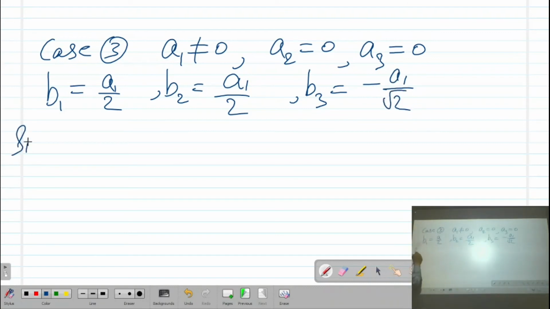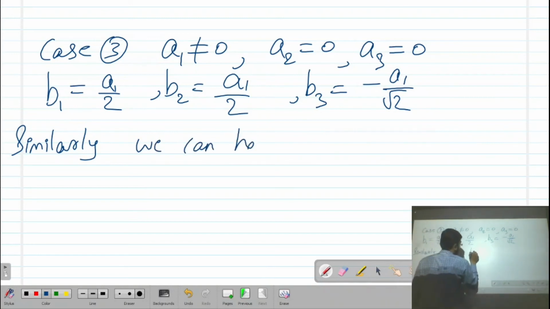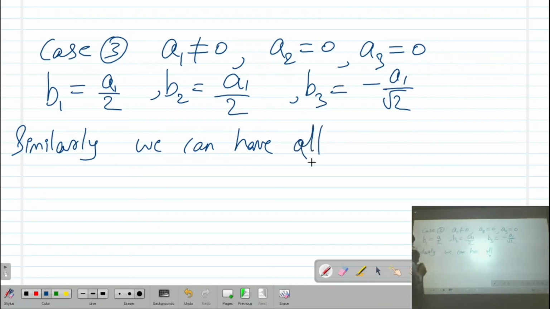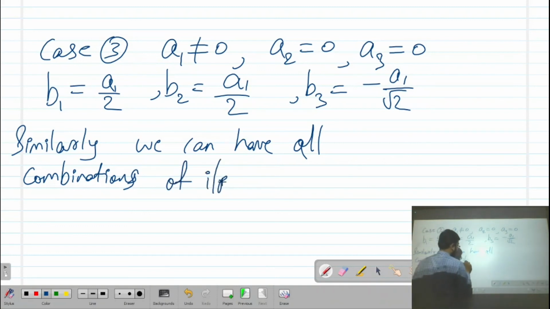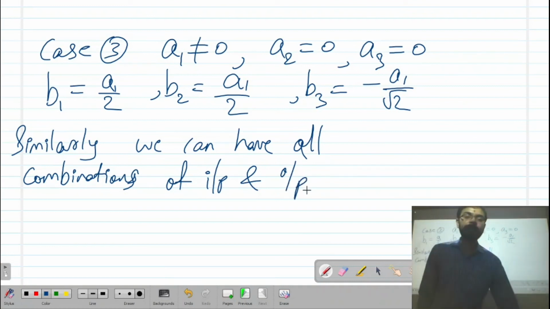Similarly, we can have all combinations of input and output. Okay, so this is all about the E plane T junctions, E plane T junctions for microwave junctions.